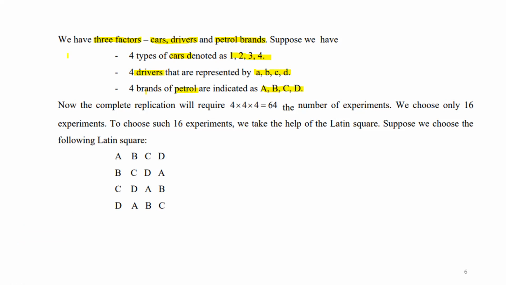Now you know there are 3 classifications in our whole design. Complete replication would require 4 times 4 times 4, that is 64 experiments. We choose only 16 experiments. To choose such 16 experiments, we take the help of a Latin square. Suppose we choose the following Latin square. So what does this say? What is meant by this?